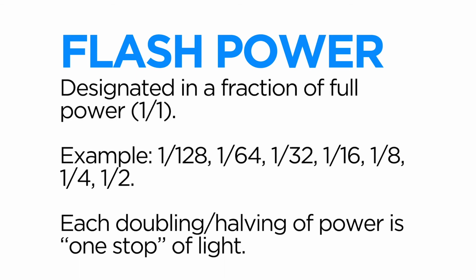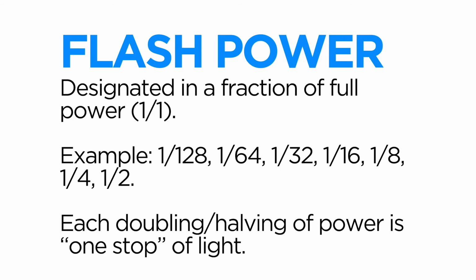Then we get to flash power, the fourth variable here. And flash power is designated in fractions of full power. So full power is 1/1, and then you reduce from there by half for each click, each stop. So you start at 1/1, and then you would go 1/2, 1/4, 1/8, 1/16, 1/32, 1/64, 1/128. Some flash units will stop at 1/64. Some will continue on to 1/256. So either way, that's your approximate range.